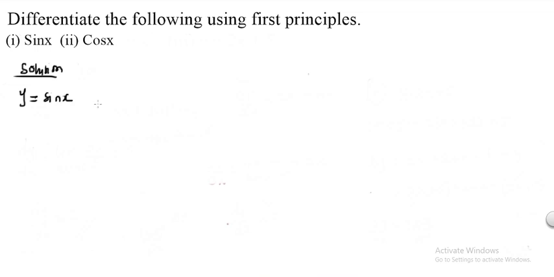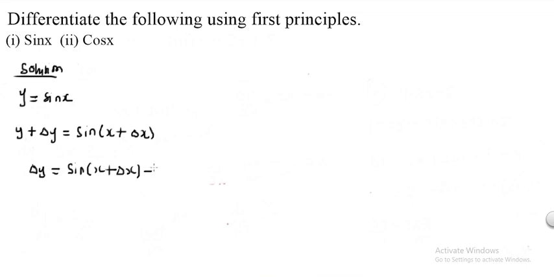The next thing we do is to add change in x and change in y to both sides of the equation. So to y, I'll add change in y. This will be y plus change in y. To x, I'll add change in x. So this will be sine open bracket x plus change in x. From here, I'll look to make change in y the subject of the formula. That means I'll be moving y over to the other side. If I move y to the other side, it becomes negative. So change in y is equal to sine open bracket x plus change in x close brackets minus y.